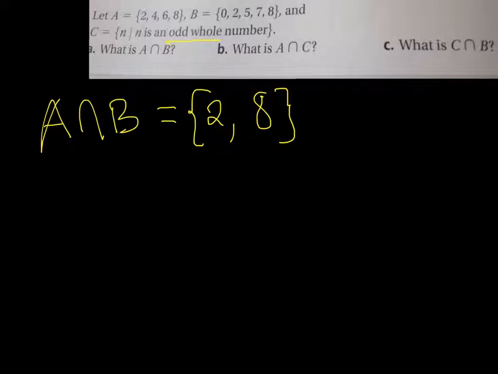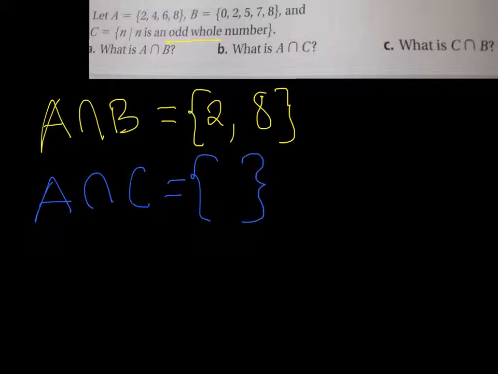Now, B, what is A intersection C? Well, n is an odd whole number. So that means we need to have odd whole numbers in A, and do we? No, we don't. So these are disjoint sets, and their intersection is the empty set, right? Again, because C specifies that n is an odd whole number. So in set A up here, those are whole numbers, but they're not odd, they're even.